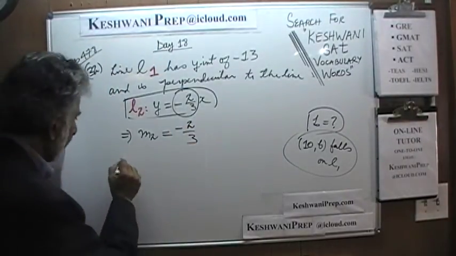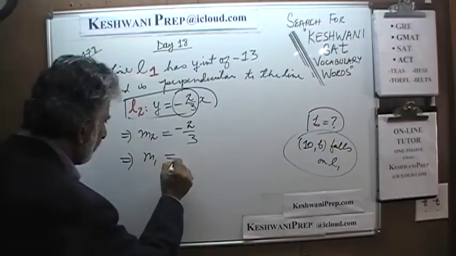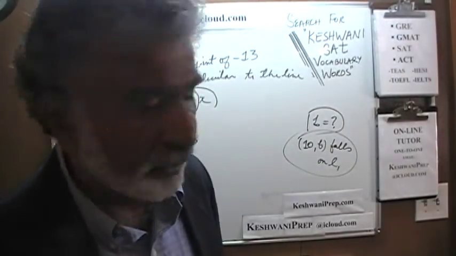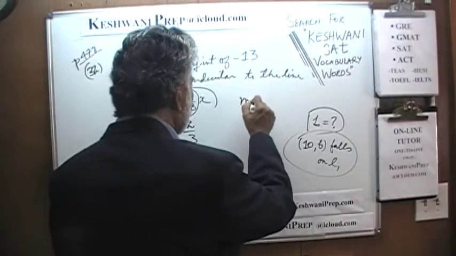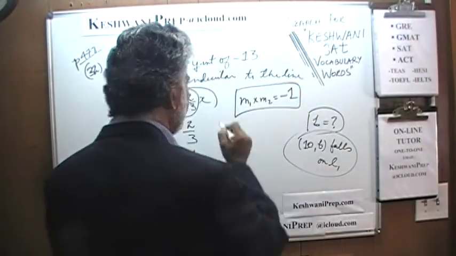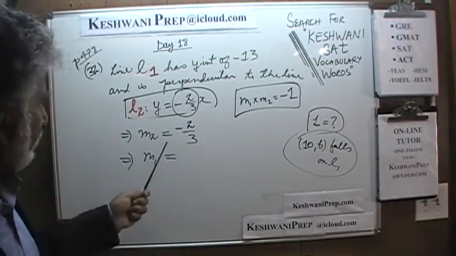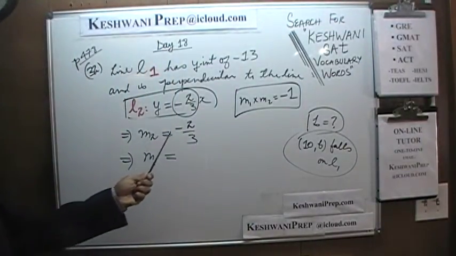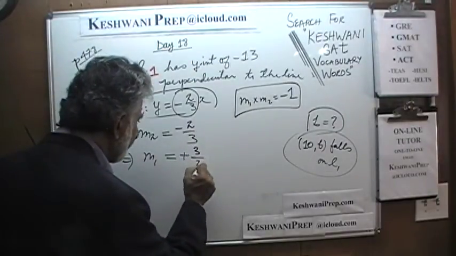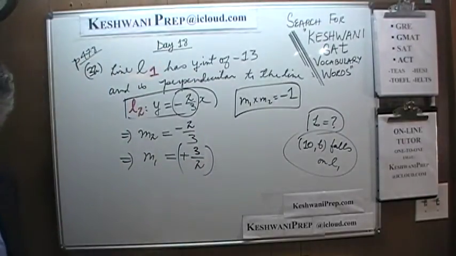And because L1 and L2 are perpendicular, the product of their slopes, M1 times M2, has to equal negative 1. That is the property, which means that if the slope of the second line is negative 2/3, the slope of the first line must be positive 3/2. There you go.